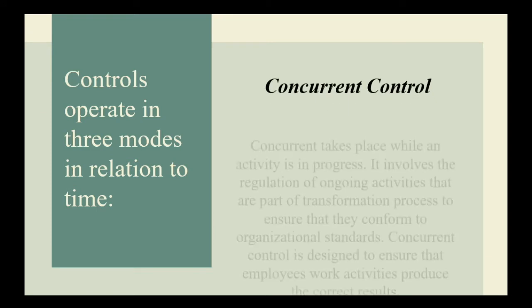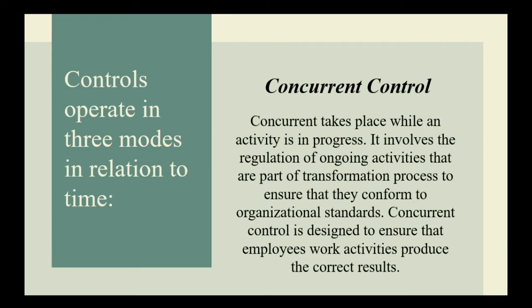And second, we have concurrent control. So concurrent control takes place while an activity is in progress. It involves the regulation of ongoing activities that are part of the transformation process to ensure that they conform to organizational standards. So concurrent control is designed to ensure that employees' work activities produce the correct results. So concurrent controls involve identifying and preventing problems in an organization as they occur. This means that systems are monitored in real time.